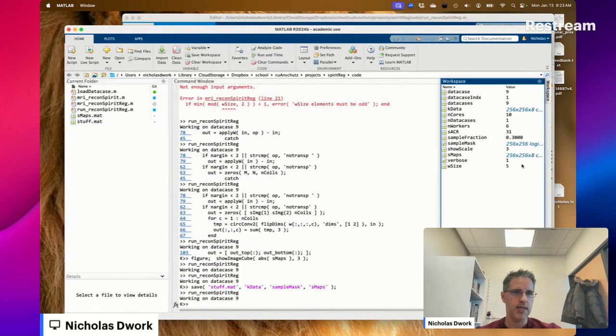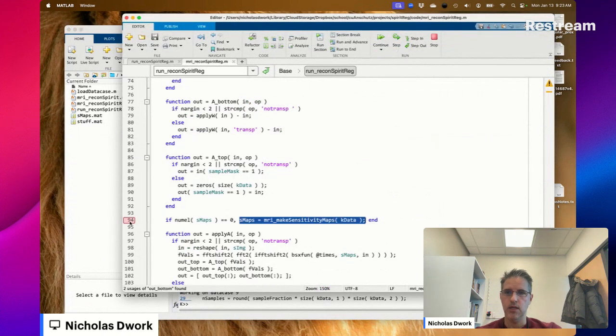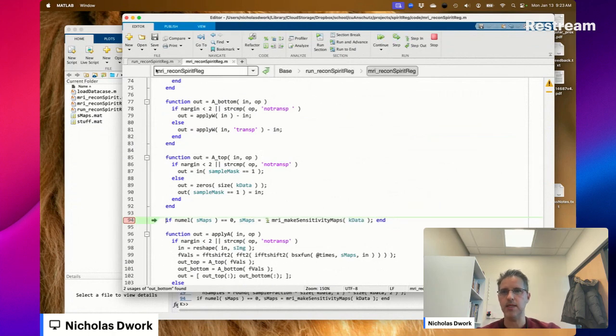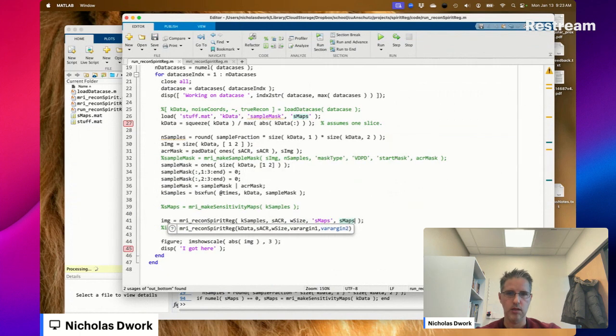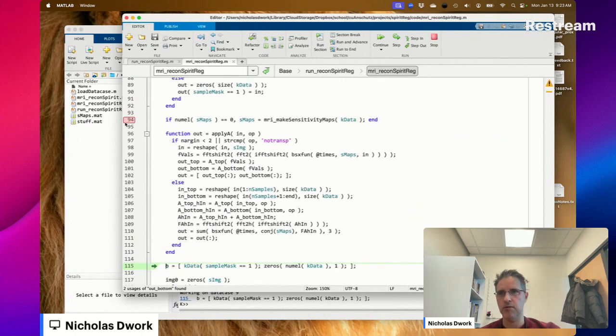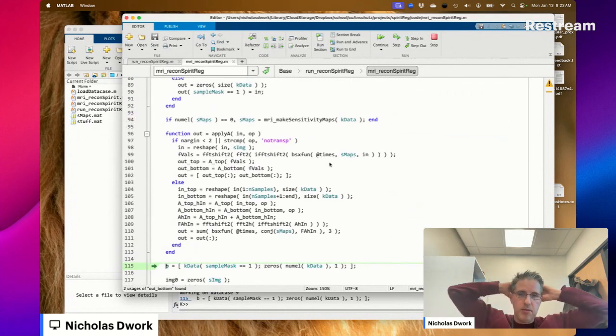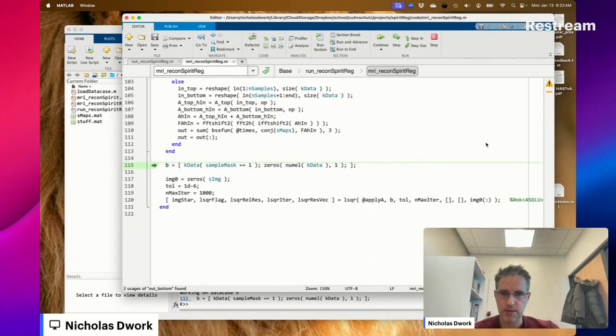I think we should have an SMAPS variable. Indeed we do. Okay. And so now when we get here, we're passing in an S. Oh, I forgot to pass it in. So now when we get here, it shouldn't call MRI sensitivity maps here. It doesn't. We know that because it takes a long time and it was nearly instantaneous. And so off we go with the rest of our code.